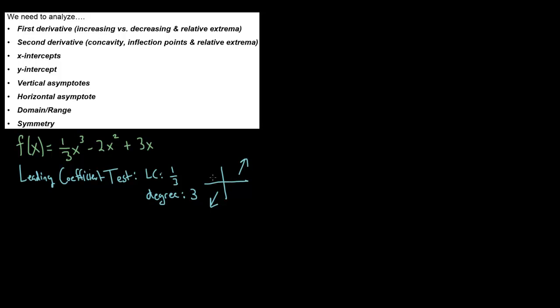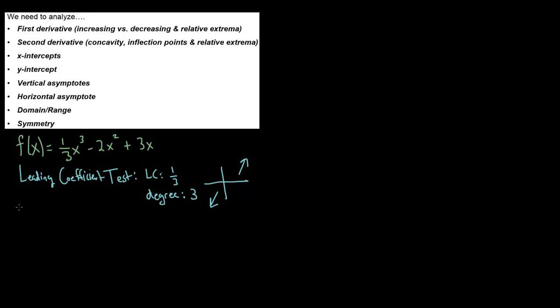Okay, so now let's jump into the calculus and see what's going on here. Okay, so the first thing you want to do, at least that I would do, is find the first derivative and then find the second derivative. Because we're going to need the first derivative to figure out increasing versus decreasing behavior, relative extrema, and the second derivative gives us concavity and inflection points, and we can also find relative extrema if we so choose, using the second derivative. So let's see here.